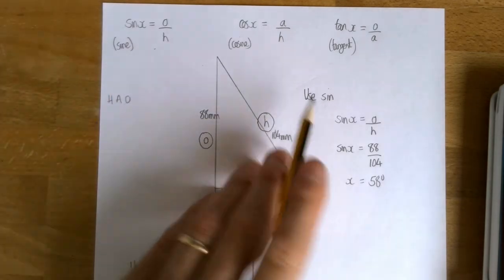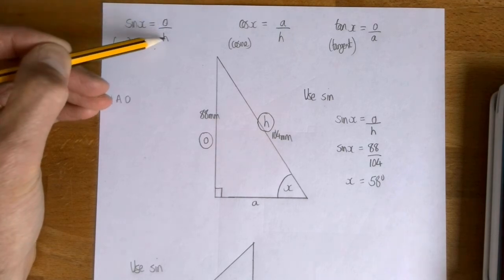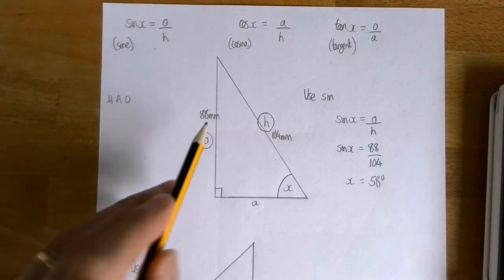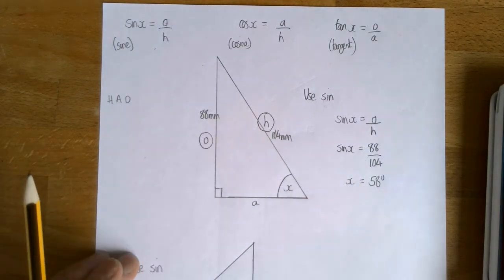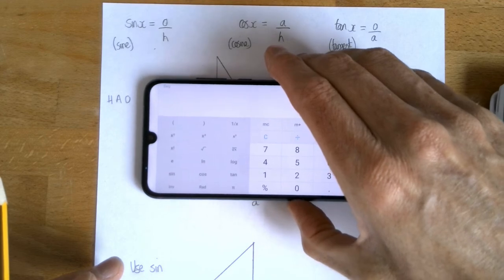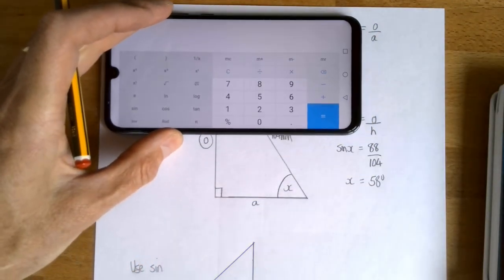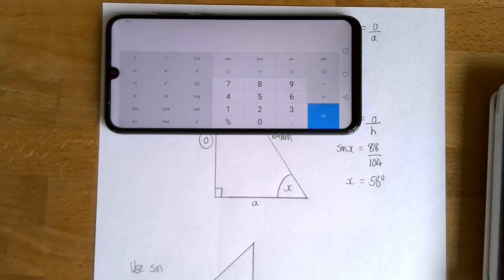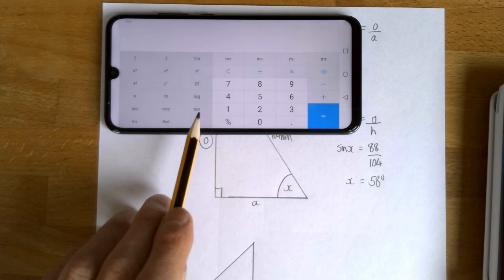So I was told to use sine, so I worked out the length of the two sides, opposite and hypotenuse in that case. I then wrote out the rule and replaced it with the numbers. Then I used my calculator. Now, if you haven't got a scientific calculator, have no fear. If you rotate your calculator on your phone, so you get the scientific function, there's the sine, the cos, and the tan buttons.